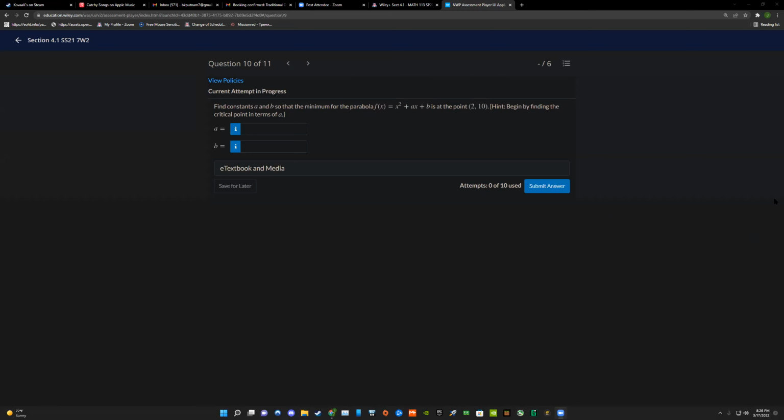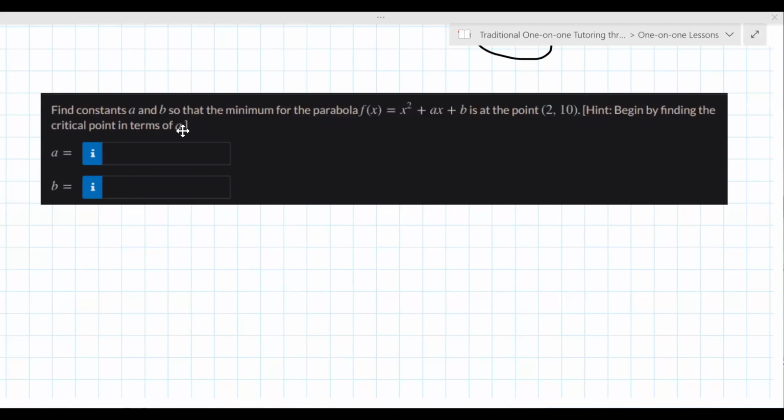All right, so it says find constants a and b so that the minimum for the parabola is at this point, 2, 10. Hint, begin by finding the critical point in terms of a. So you need to take a derivative. F prime of x is 2x plus a. Is that okay? Because that's just the derivative of this thing that's given.